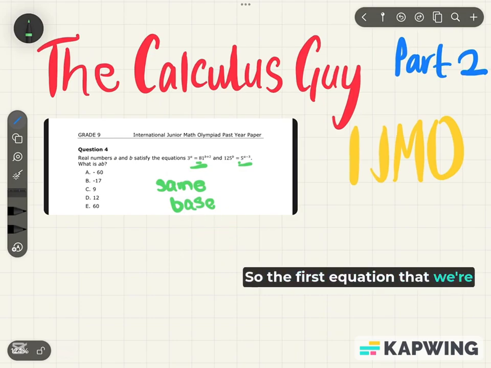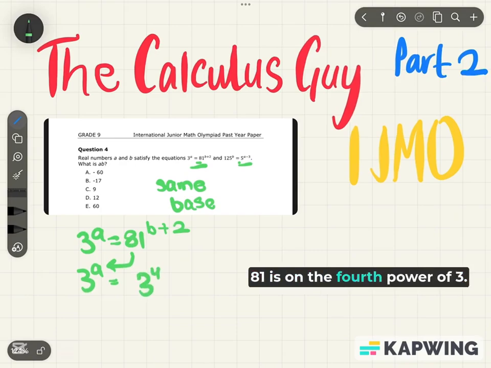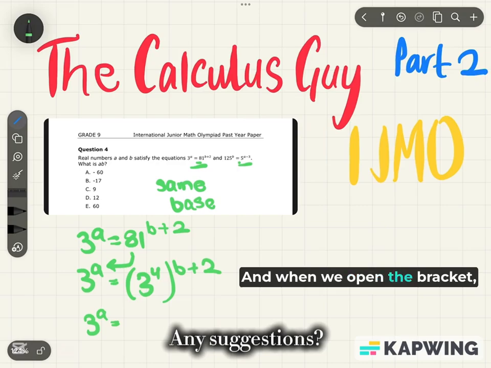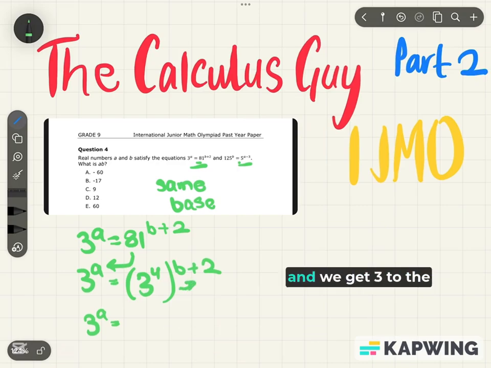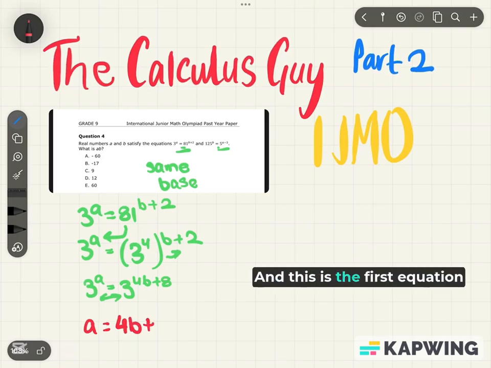So the first equation that we're given is that 3 to the power of a equals 81 to the power of b plus 2. In this case, we can put them to the same base by putting 81 as a power of 3. 81 is 3 to the power of 4, and then we can put b plus 2, the remaining exponent, outside of the bracket. Then when we open the bracket, both of the exponents multiply and we get 3 to the power of 4b plus 8. Now that we have them both to the same base, we can compare both the powers and set them equal to each other. So a equals 4b plus 8, and this is the first equation that we have derived.